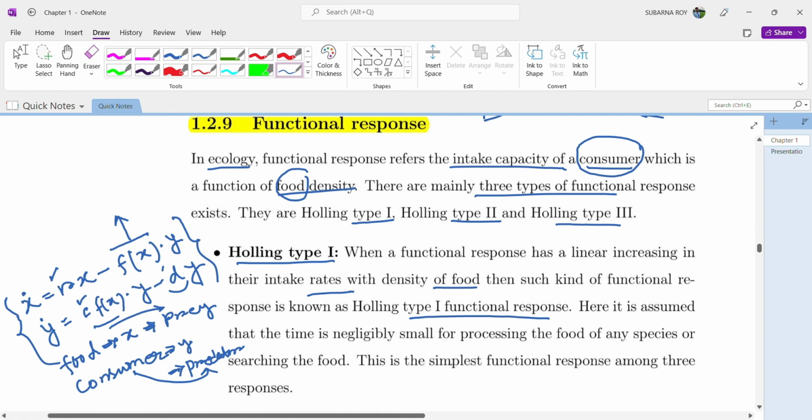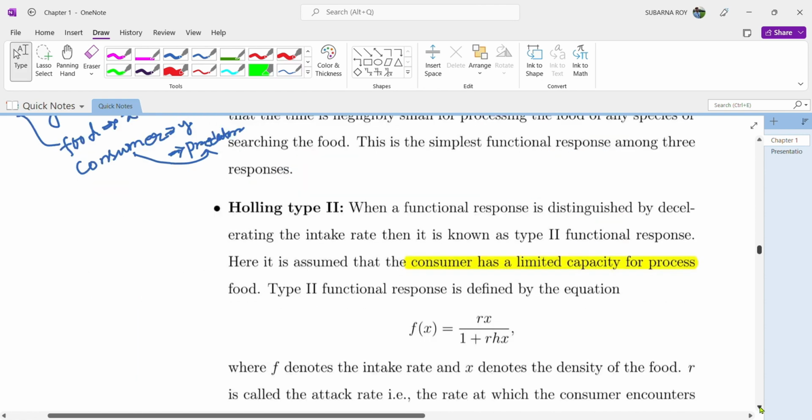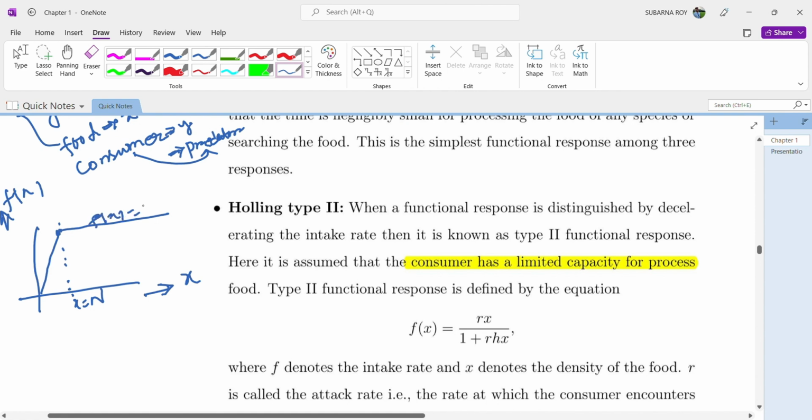So basically, the general form of Holling type 1 functional response is F(x) equal to ax when x is less than or equal to a constant prey density n, and it becomes a into n when x is greater than n. So the graph will be like this, when this is x and this is F(x). Up to x equal to n, F(x) will be an increasing function, and after that it becomes constant, that is a into n. This is the graphical representation of the functional response.